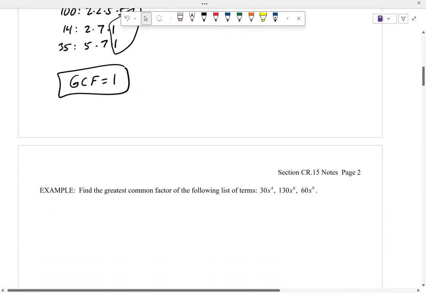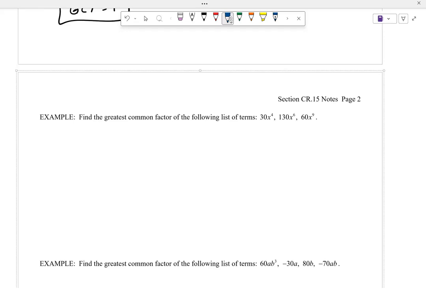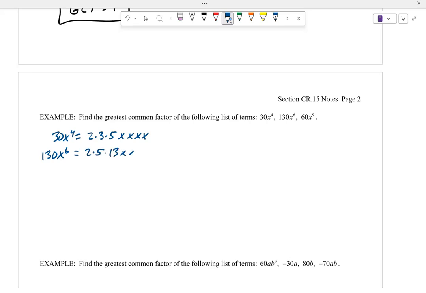Now let's do it with some variables. 30x to the 4th, 130x to the 6th, 60x to the 9th. So for 30, I've got 3 times 10, so 2, 3, and 5. And then I've got 4 x's: 1, 2, 3, 4. 130x to the 6th: 130 is 10 times 13, so I've got 2, 5, and 13. And I've got 1, 2, 3, 4, 5, 6 x's.